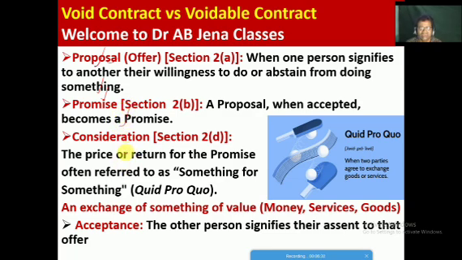Similarly, what is the meaning of consideration? Section 2(d) of the Indian Contract Act: the price or return for something, often referred to as something for something, the quid pro quo. It is an exchange of something of value, such as money, services or gold. I have collected this image of the quid pro quo, where two parties agree to exchange goods and services for monetary value. What is the meaning of acceptance? The other person signifies their assent to that offer, meaning the other party will accept the offer.